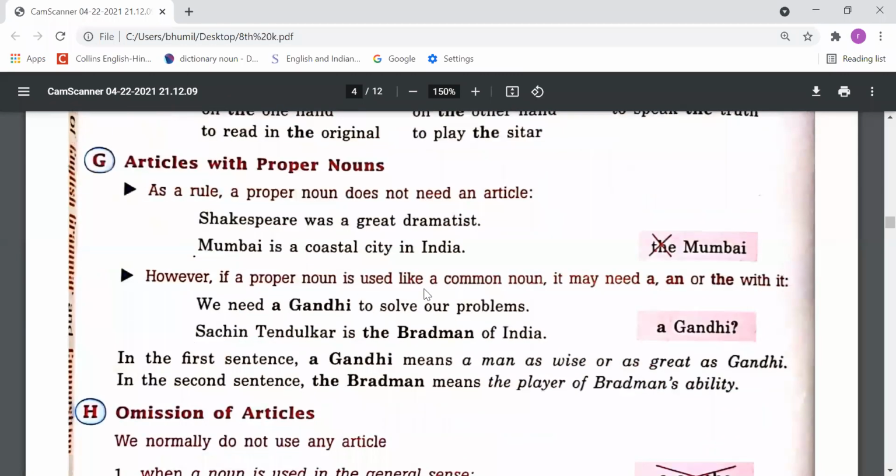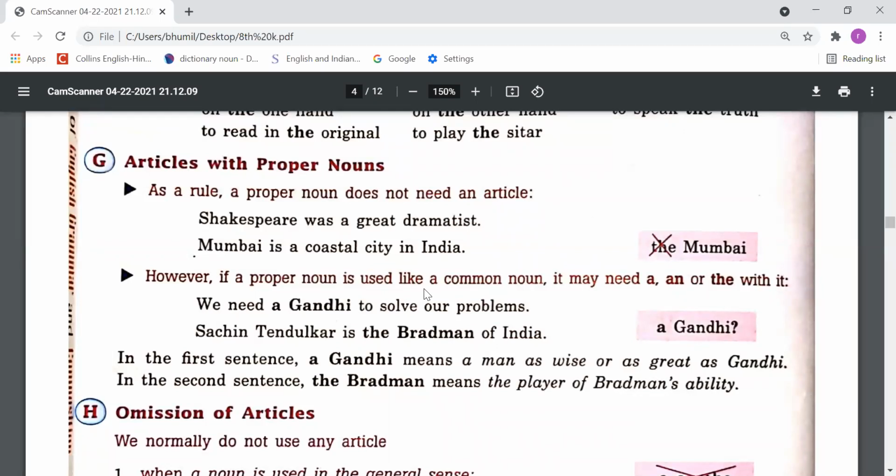Articles with proper nouns. As a rule, a proper noun does not need an article. So dear students, a proper noun is like the name of anyone, like my name, your name, our school name, our country name, our city name, our village name. So these are proper nouns. With a proper noun, there is no need to use any article. Like Shakespeare was a great dramatist, and Mumbai is a coastal city in India.